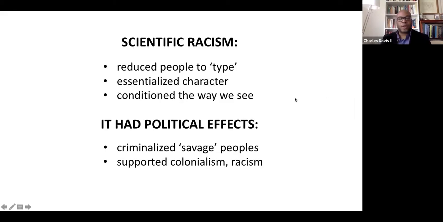Now, over time, particularly as we get to the end of the 19th century and the beginning of the 20th century, fields like racial anthropology give birth to fields like phrenology, which uses the reading of racial physiognomy to understand someone's internal character.